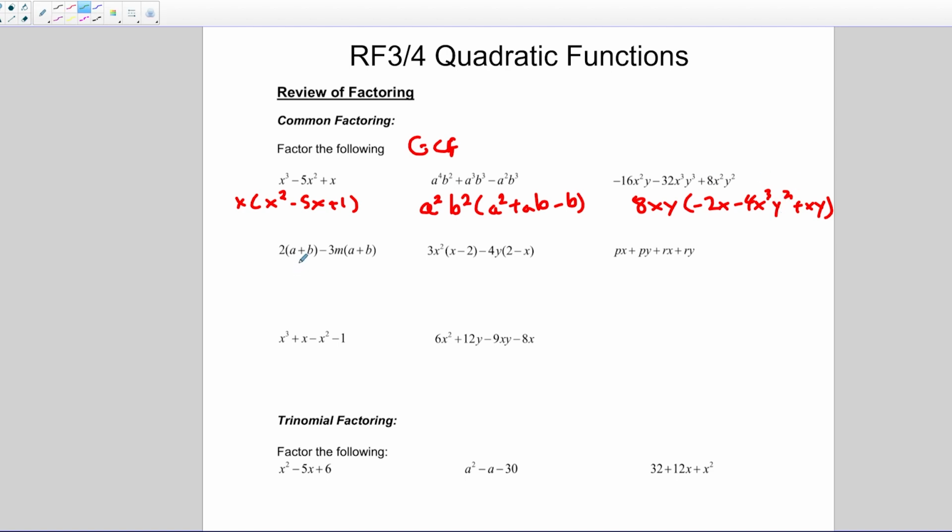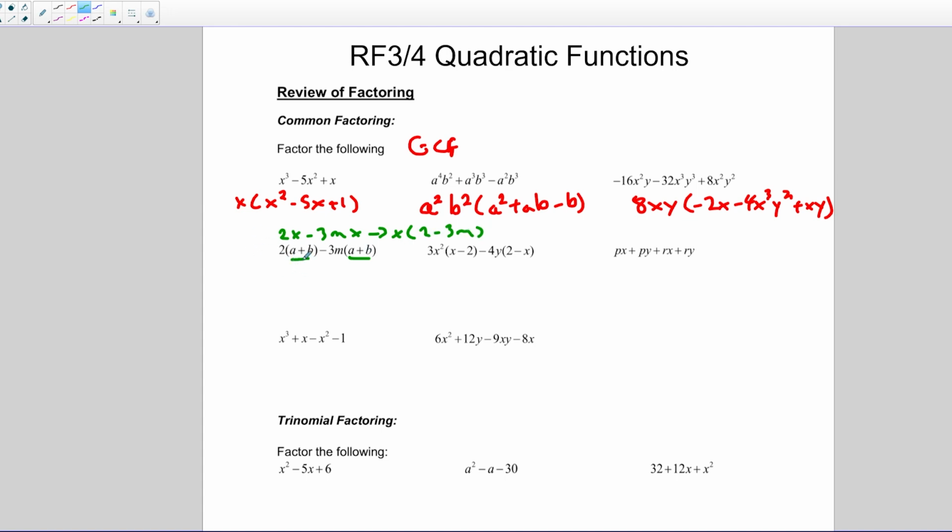Next, we're going to take a look at factoring out a binomial factor. So really what we can think of is this section right here, this a plus b, that is a common binomial factor. So if we substitute in something like an x for the a plus b, we really have the same thing as 2x minus 3mx, and we'd end up factoring it out as x times 2 minus 3m. And that's really all we have.